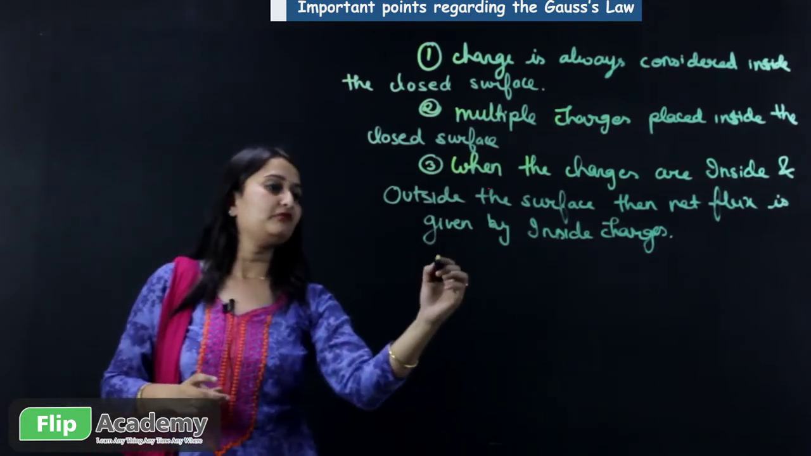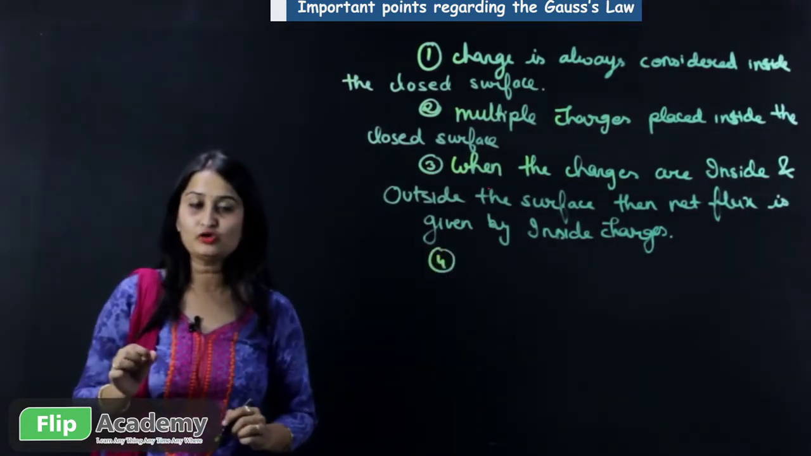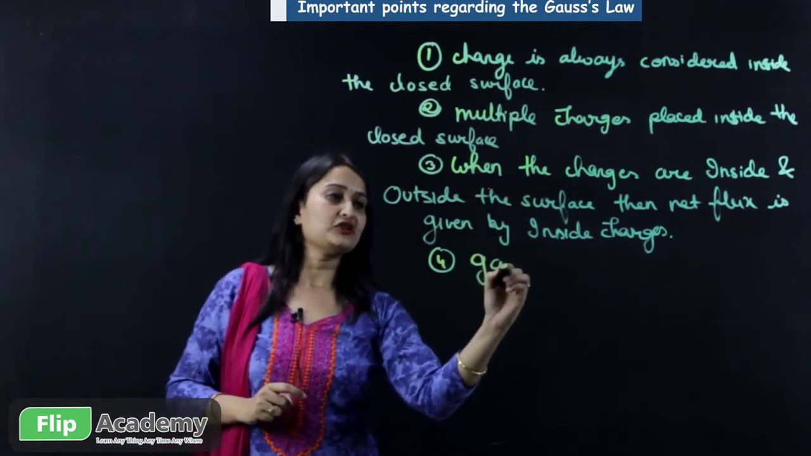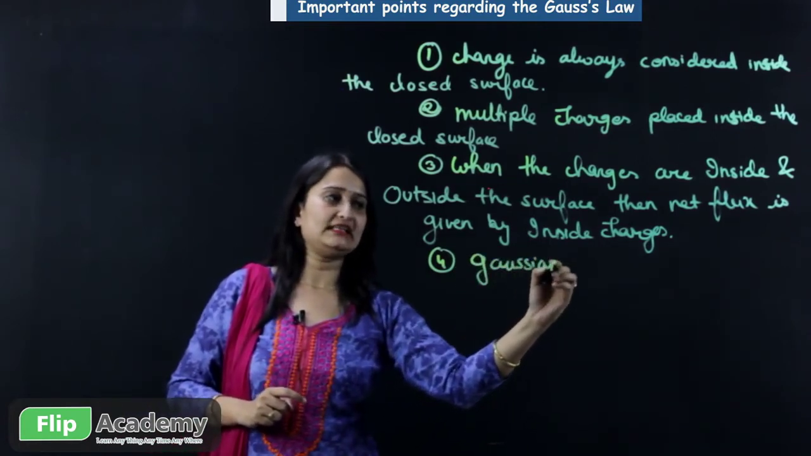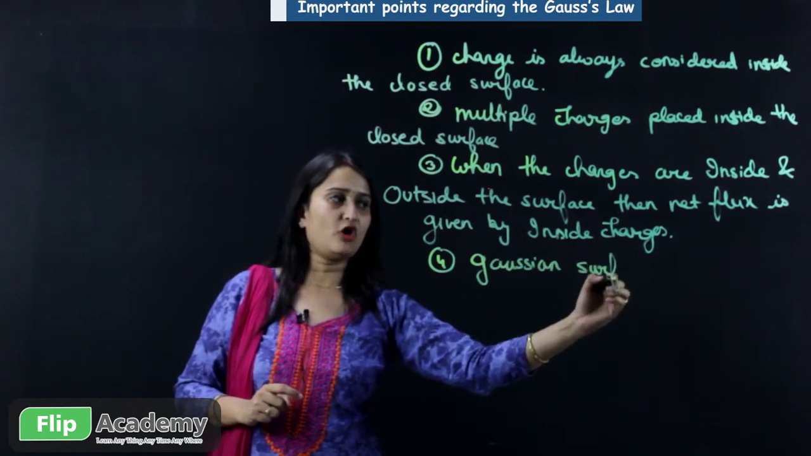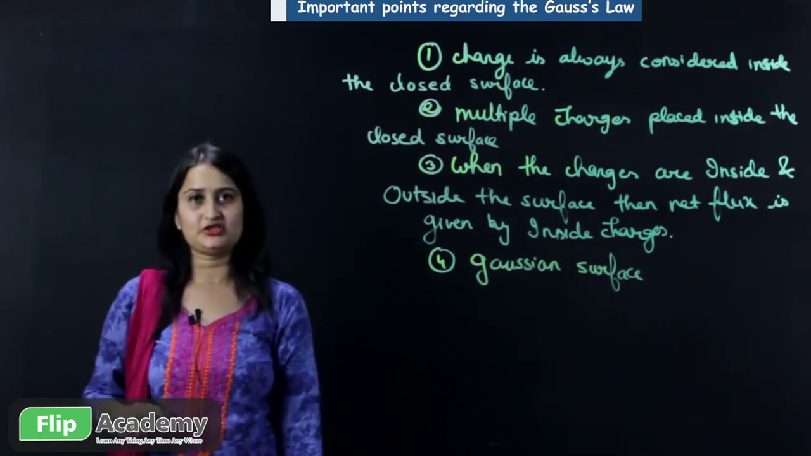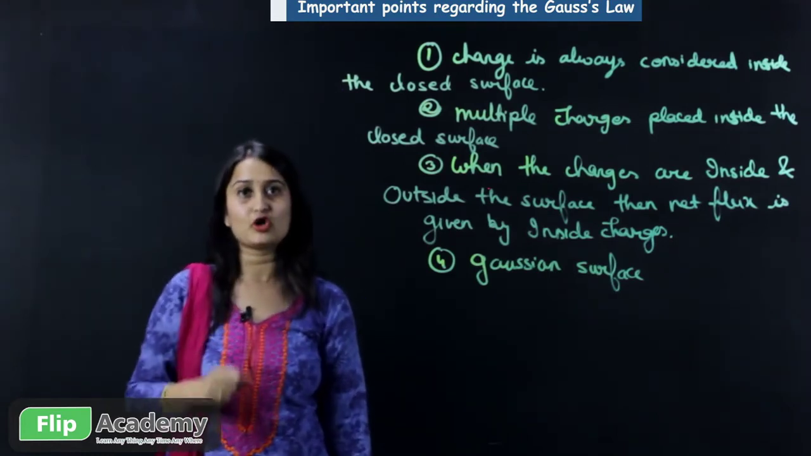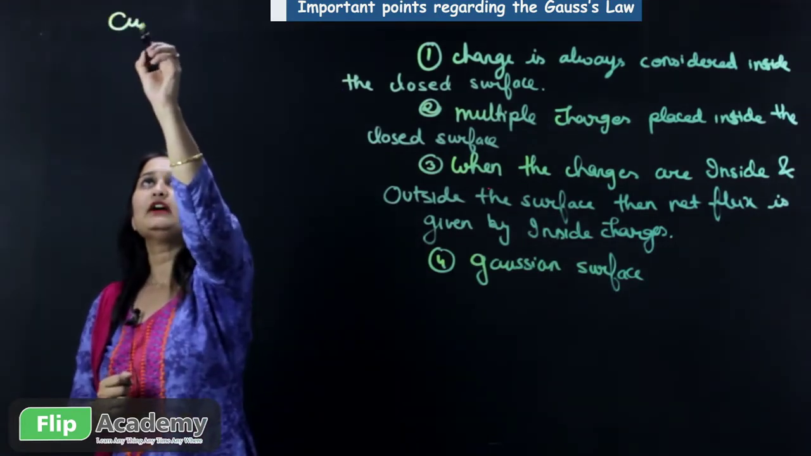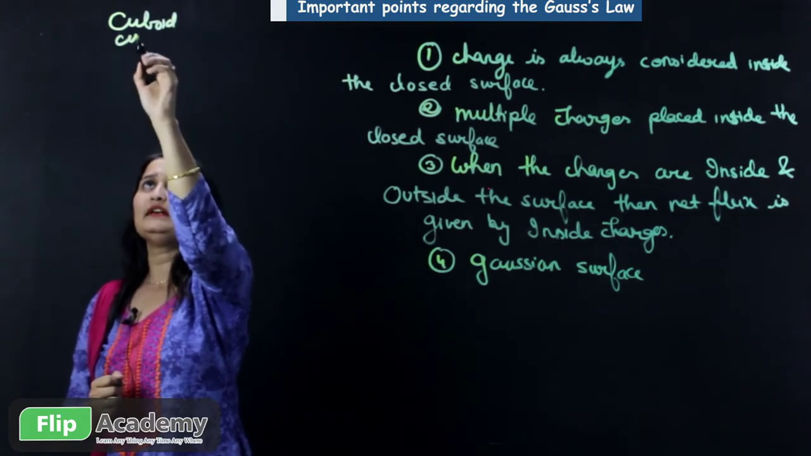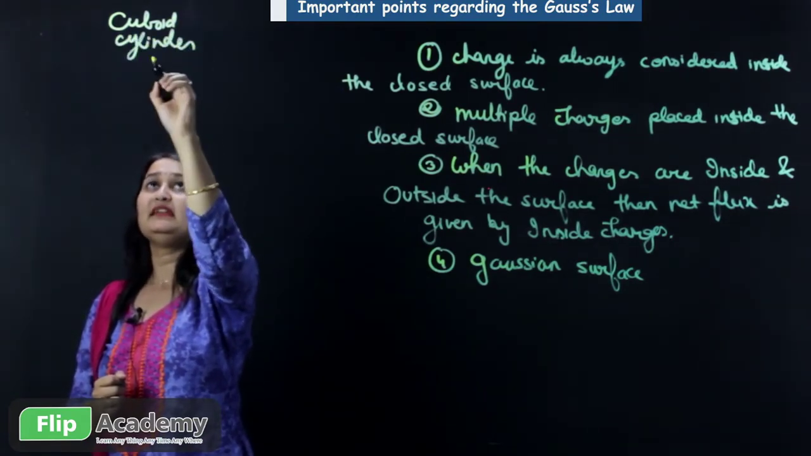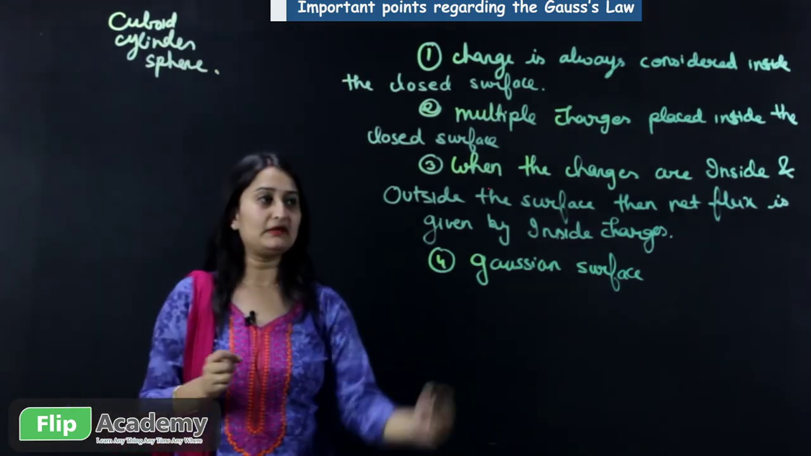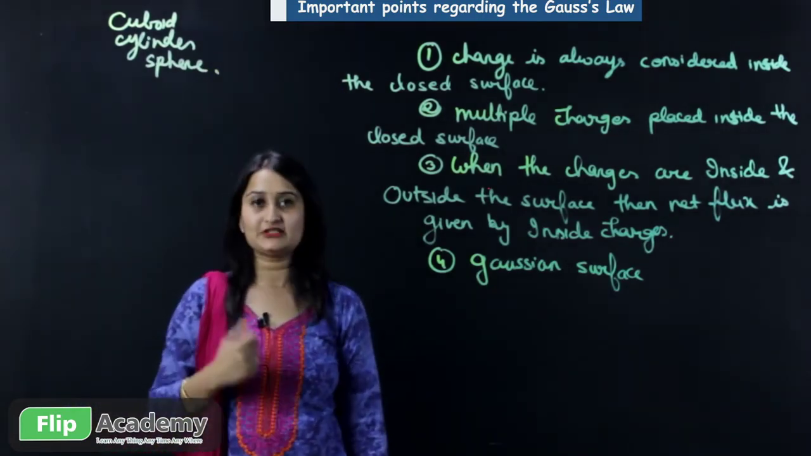Next, the fourth point is that you have to consider the Gauss law only for the Gaussian surface. That is, the Gauss law is considered for the Gaussian surface. What is this Gaussian surface? The Gaussian surface is a 3D surface with a particular volume. For example, it can be a cuboid, a cylinder, a sphere and so on. So Gauss's law is only applicable for these particular kinds of surfaces.